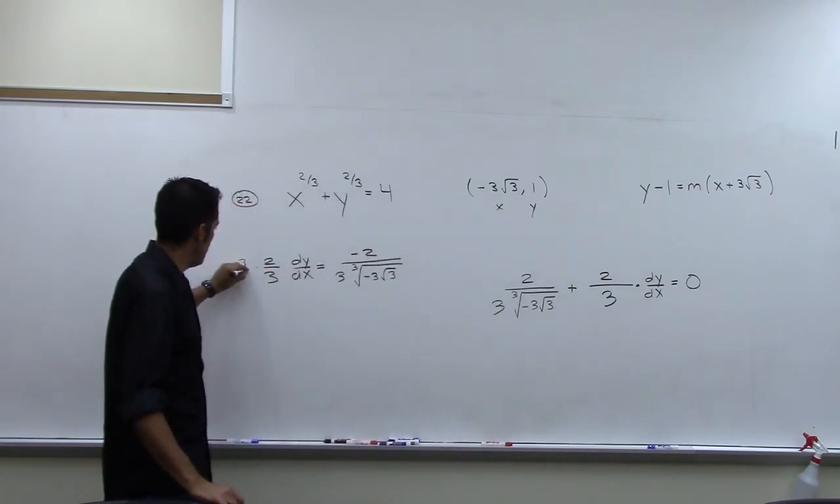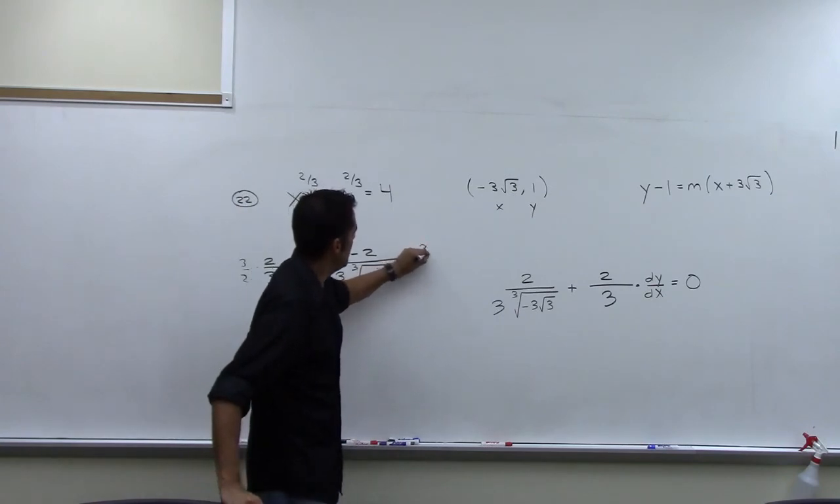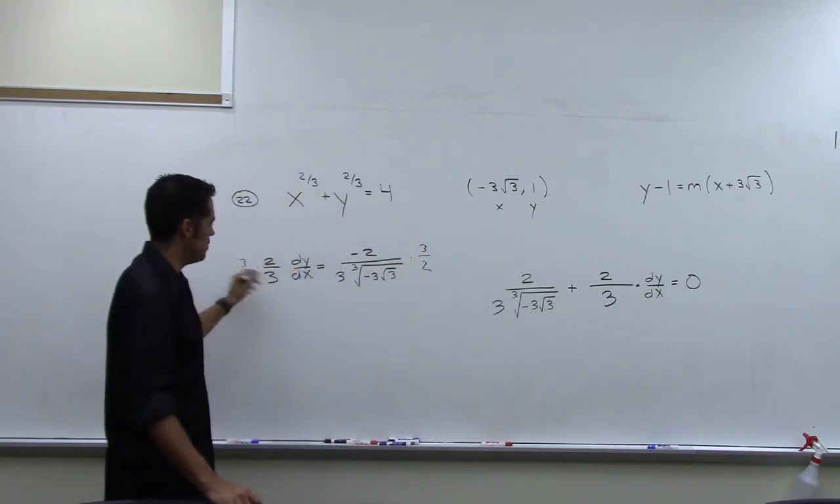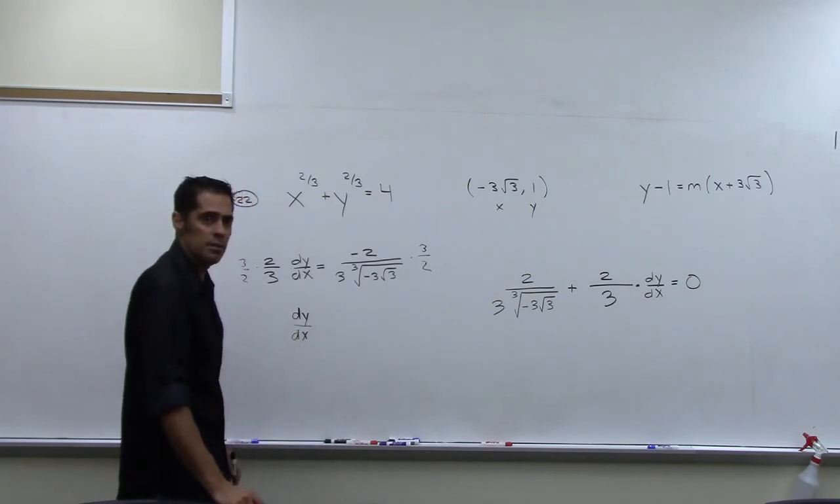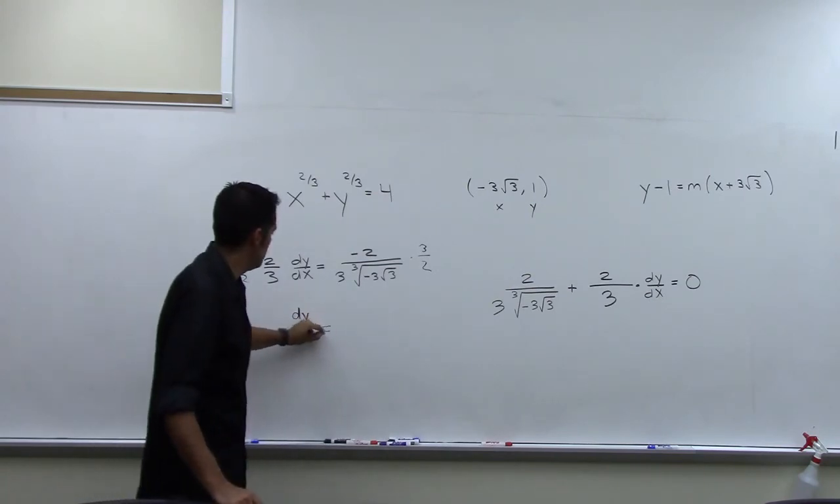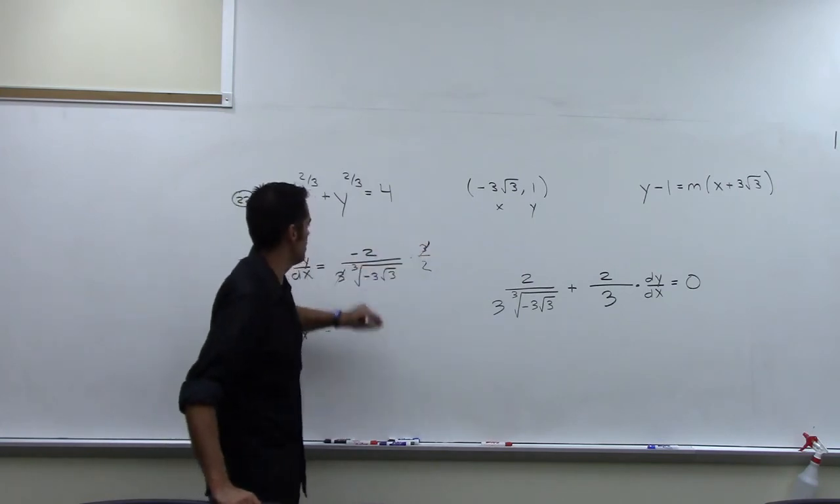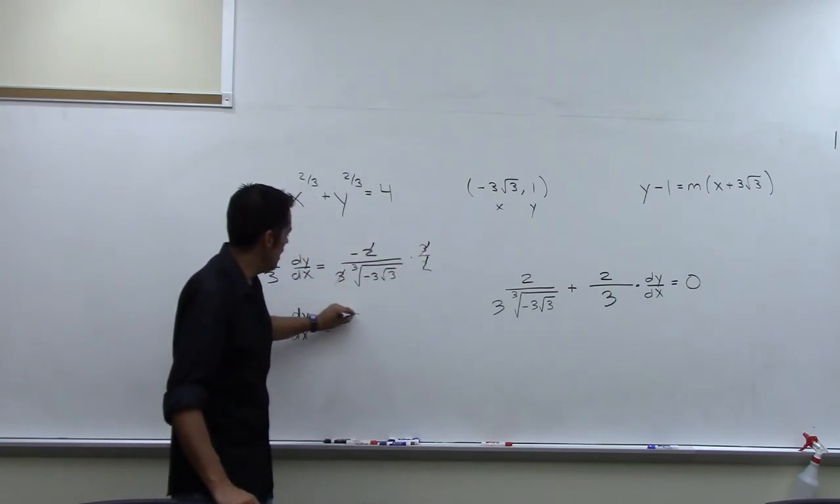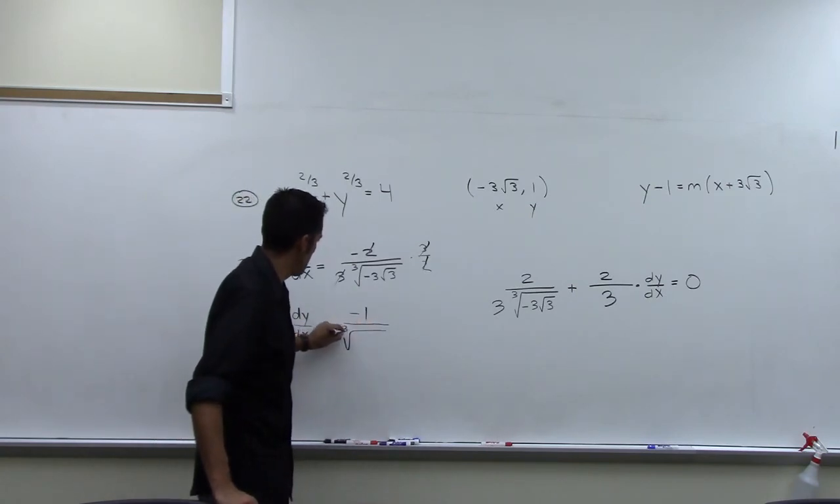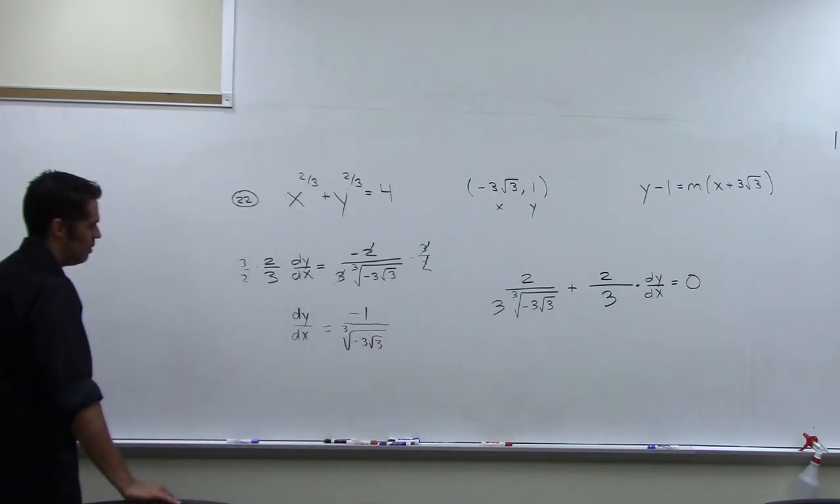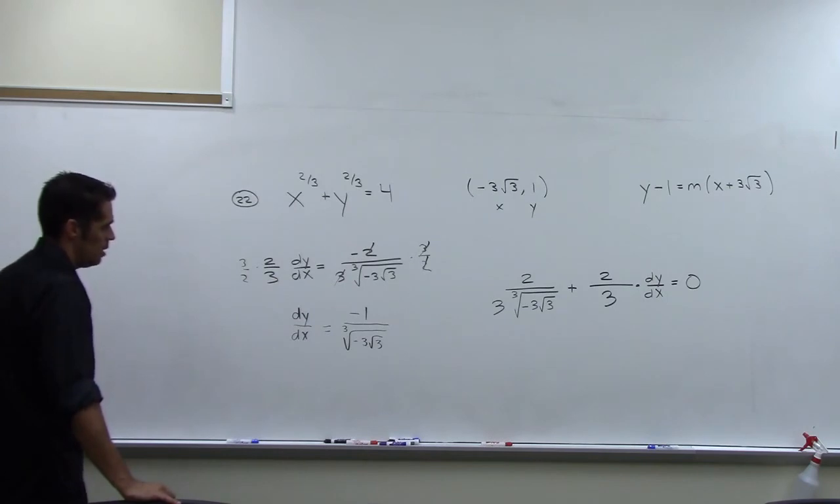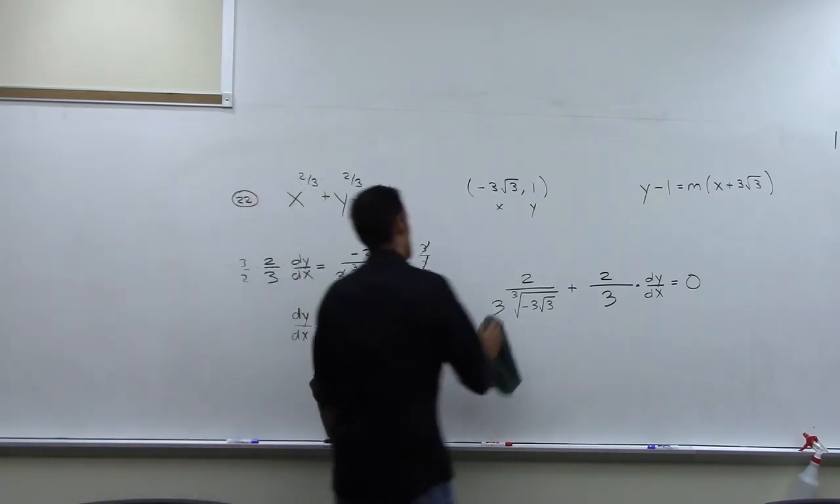Then I'm going to get dy/dx by itself. I'll multiply both sides by 3/2, so that this just becomes a 1, and we get dy/dx is equal to, and over here the 3 cancels with this 3 and the 2 and the 2, so I have negative 1 over the cube root of negative 3 root 3. I really don't know if I should mess with this anymore. Let's try and mess with it. I don't like that as a slope.